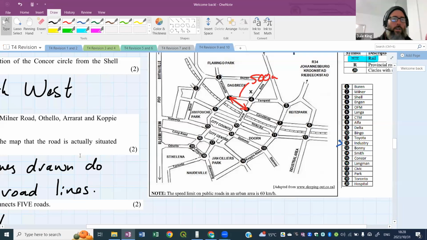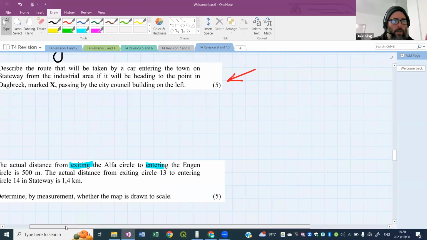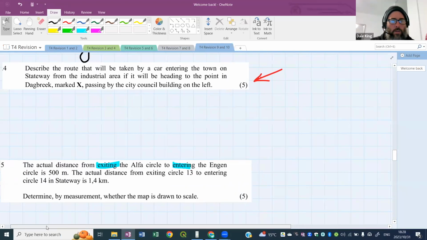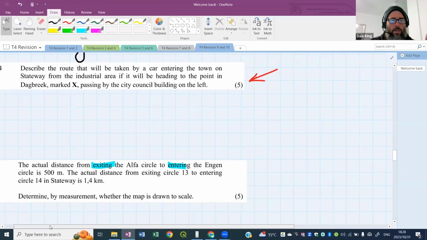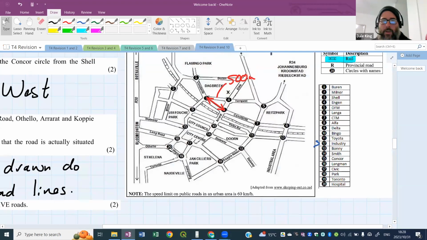Then they say, let's go to the question again. Exiting circle 13, entering circle 14 is 1.4. 13 to 14. All right, 13 to 14 is 1.4. So this one here is 1.4. Now, let's not think about the measurements they give us.